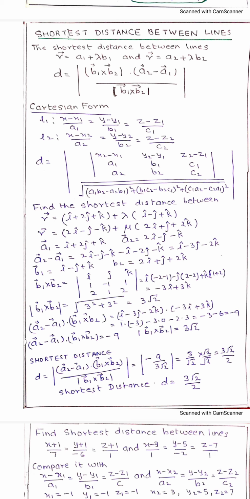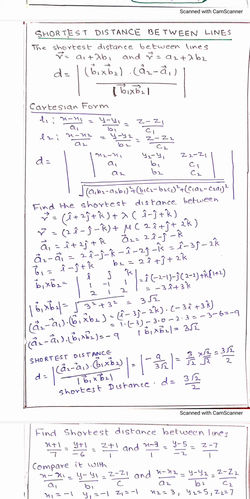What is a2 minus a1 dot b1 cross b2? Let us find the dot product of a2 minus a1, that is i - 3j - 2k, and -3i + 3k. The dot product is 1 into -3, -3 into 0, -2 into 3. This is -3, -6, so -9. Now a2 minus a1 dot b1 cross b2 is -9. B1 cross b2 magnitude is 3 root 2.